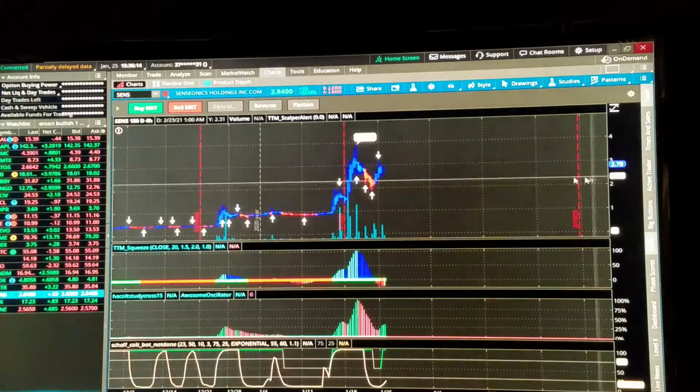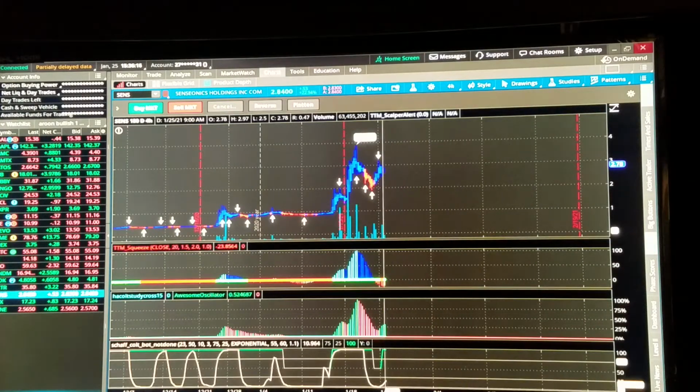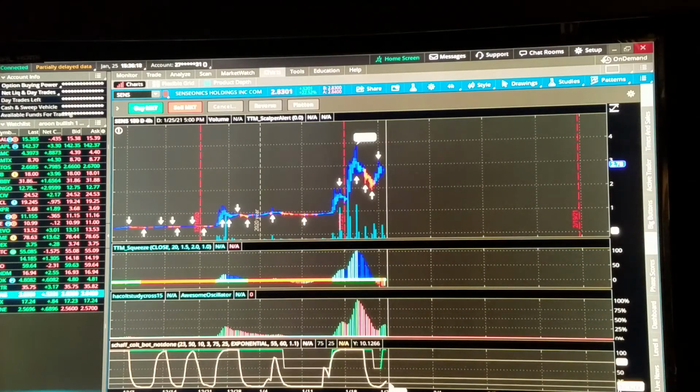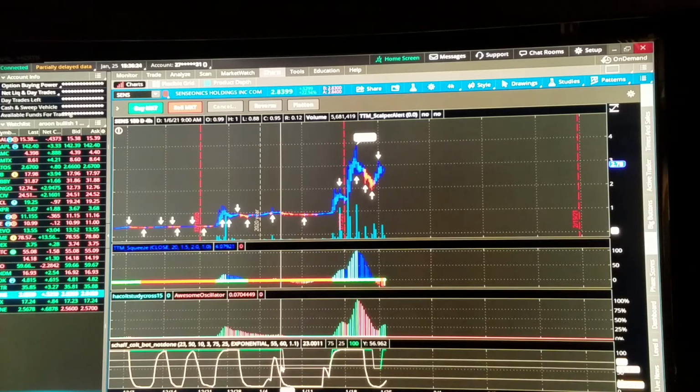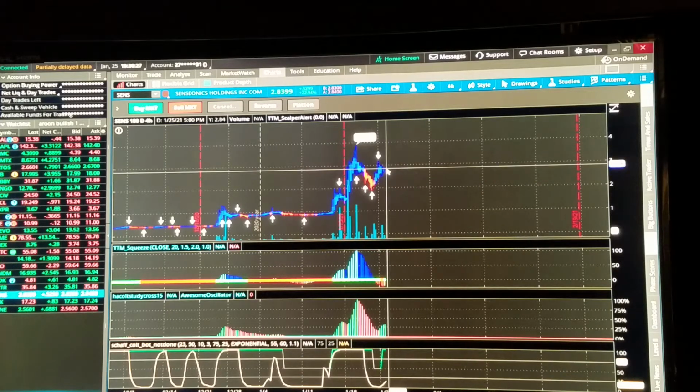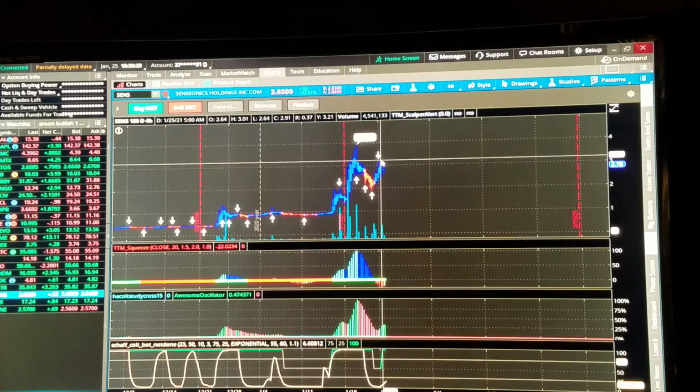Sends. Looks like it's about to come back up. So it's got a bullish trend, and price is about to come back up, so let's look for another piece of a wave here.